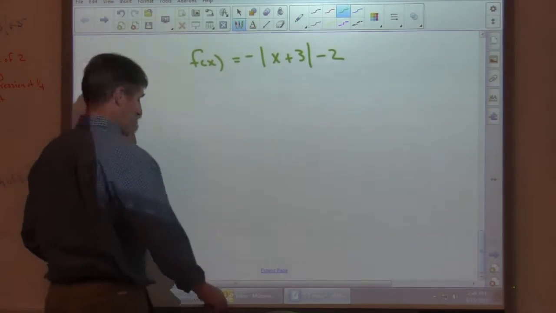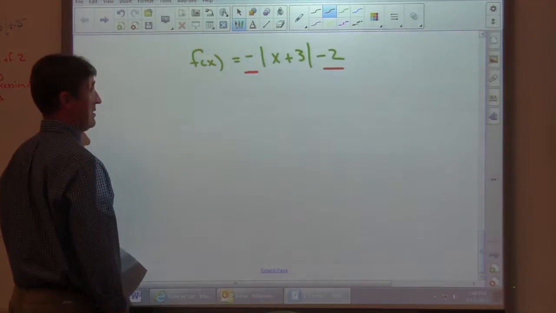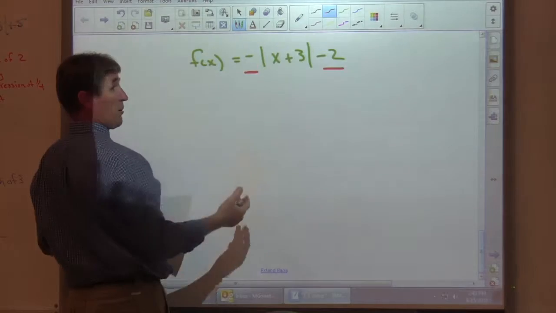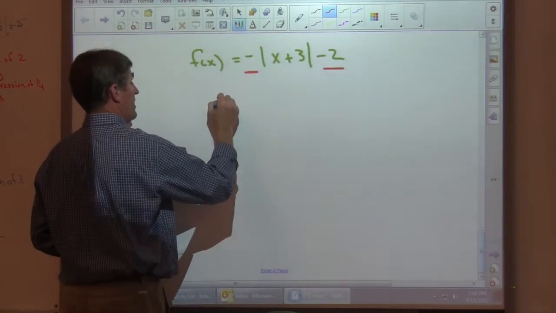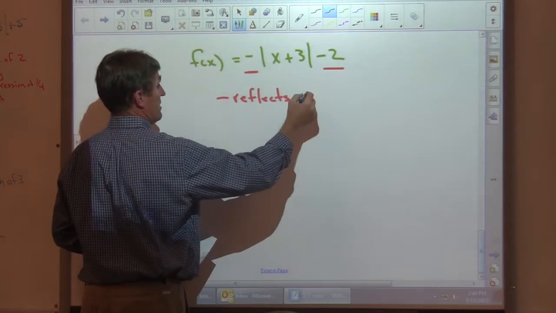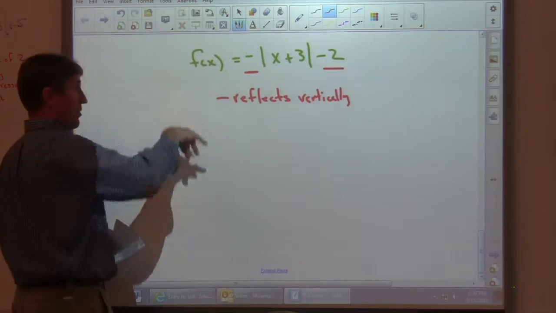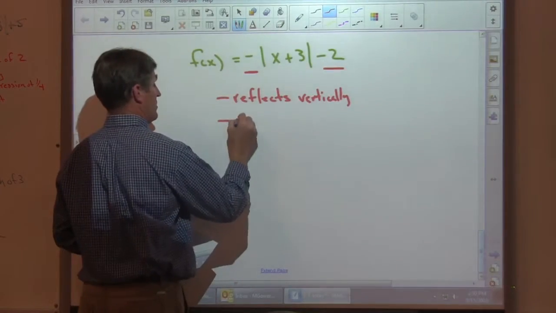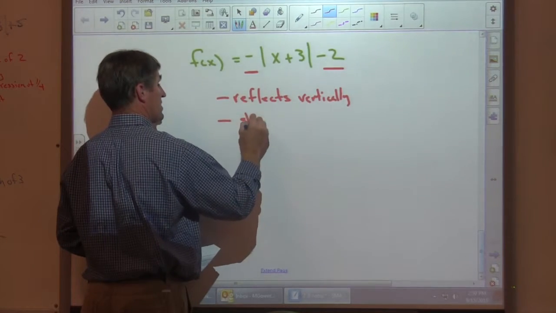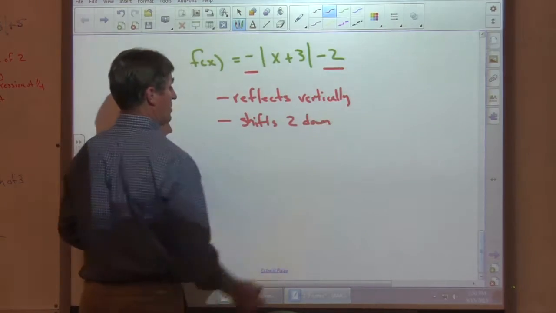So as we look at this, again, we want to take each part. This is our vertical stuff, outside. So a negative sign, it's really just a -1. So the 1's not going to stretch it or compress it, it's going to stay the same. But the negative sign reflects vertically. Okay, so it's going to flip it over. The -2, again, it's outside, it's vertical, it is what it says it is. So it shifts 2 down, or down 2.